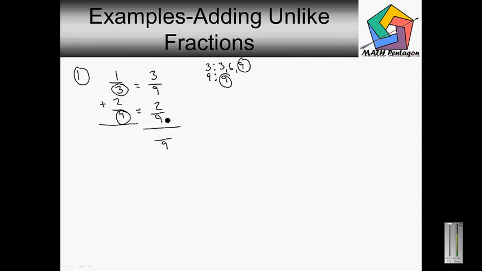So we keep the denominators the same. So 3 plus 2 is 5. So our final answer would be 5 over 9. Okay, let's do another example. Let's say we have 1 over 10 plus 3 over 4.